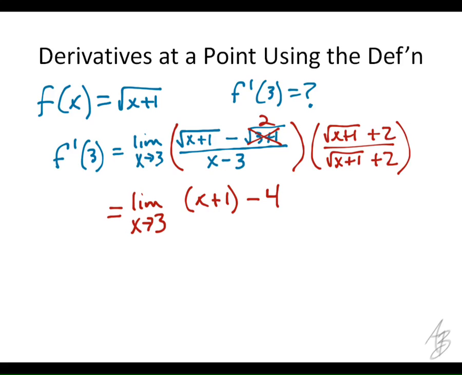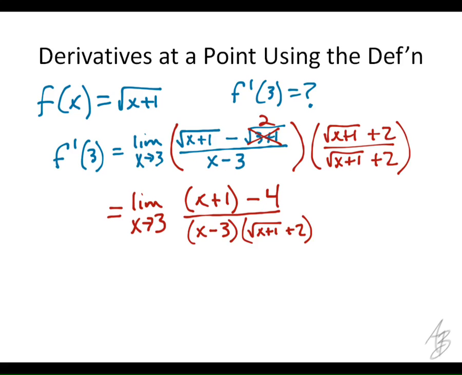In the bottom, this is another example of one where I don't know yet if I'm going to want to distribute this or not, so I'm not going to yet. And some of you may be looking far enough ahead that you see that we don't want to. But in the bottom, we just have x minus 3 times the square root of x plus 1 plus 2. What's going to happen next?